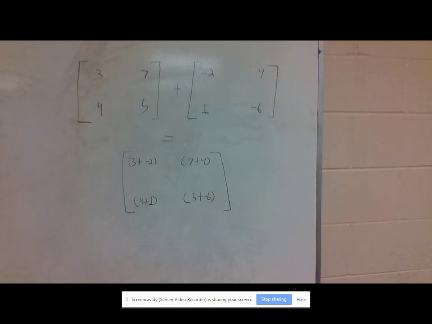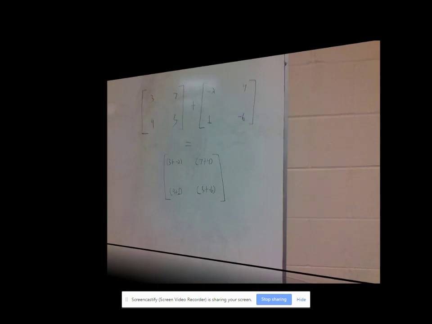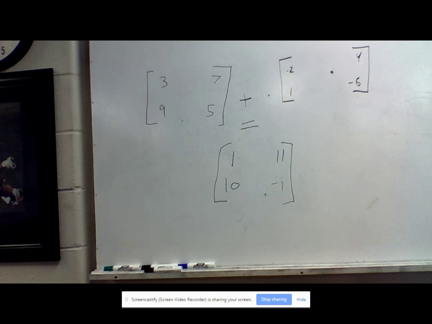Now, the first thing you want to make sure is each one of these has to be the same dimension. So you can't be adding a 2 by 1 and a 2 by 2. It must be the same size. And so what you'll do is each spot will correlate with each other. So the 3 will go with the -2, the 9 will go with the 1, the -2 will go with the 3, 7 will go with the 4, and so on. And then after you add them all together, you'll get your answer.